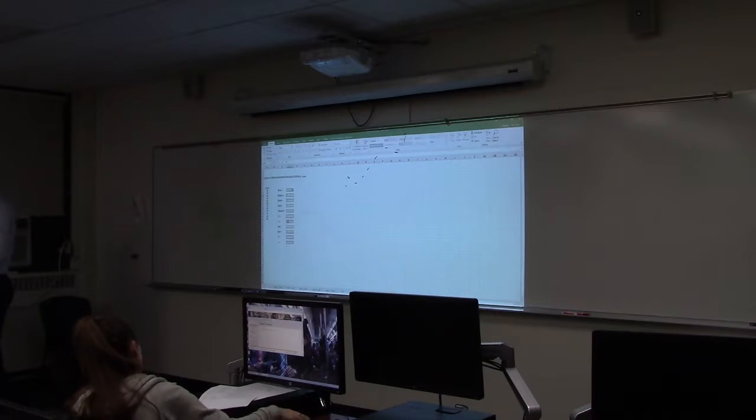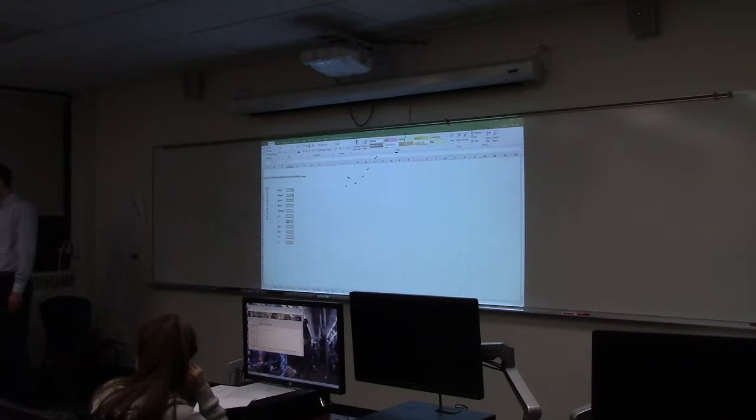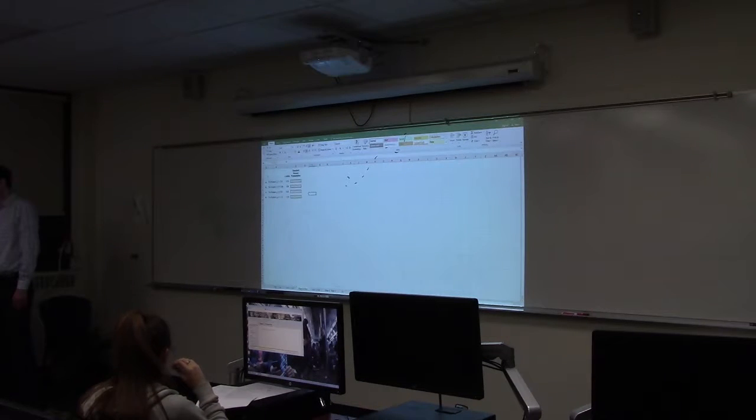Median. I don't even remember what this one is. Median. Equals median, equals median. Yes, very good. Median, open parentheses, this, boom, done. All right, so you do that for all of these, chapter 5, binomial probabilities, and so forth.